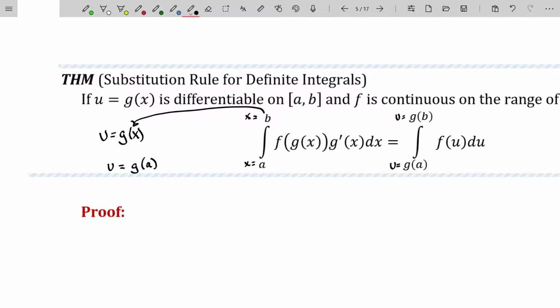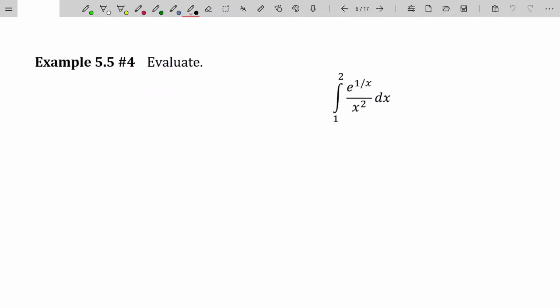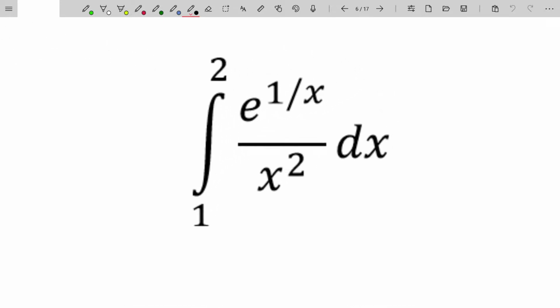So let's go ahead and see this in action. It's not as bad as what the theorem looks like. It's actually pretty okay to do, but I'll have a lot of advice in the next video on tactics. But initially, let's tackle this. Evaluate the definite integral from 1 to 2 of e to the 1 over x squared dx. You take a look at that, and it looks like a really complex integral, because you likely do not know offhand what you would take the derivative of to arrive at that.